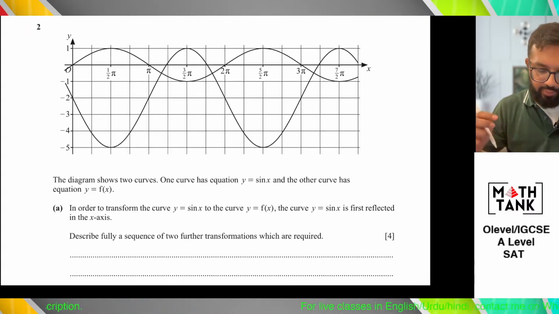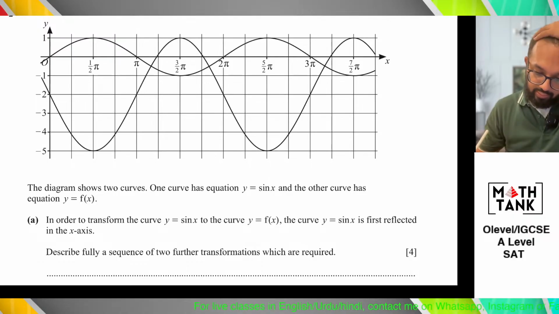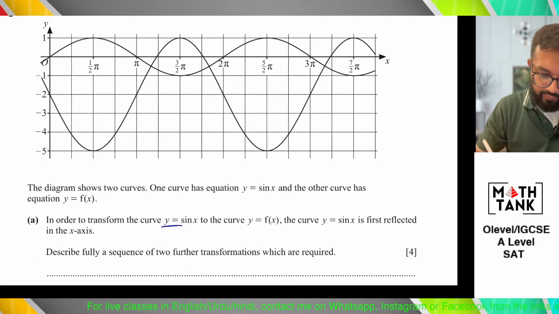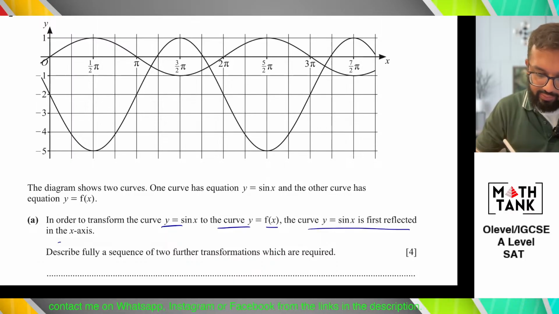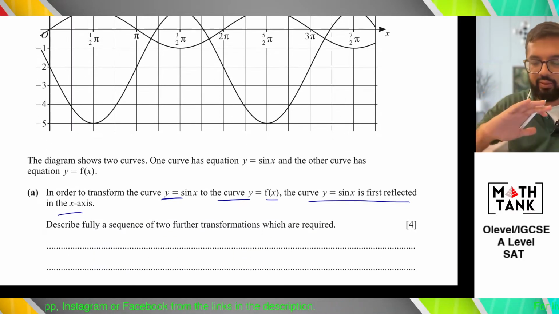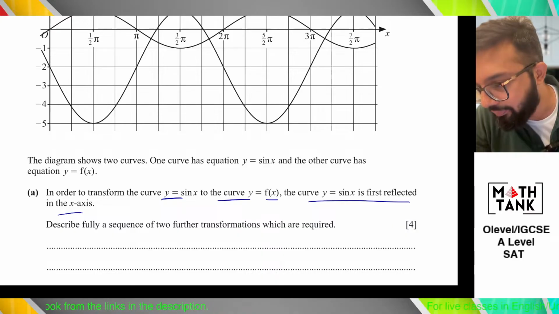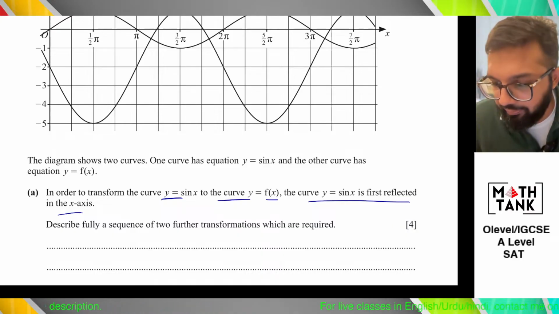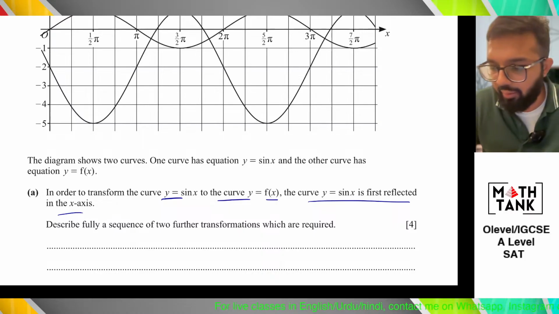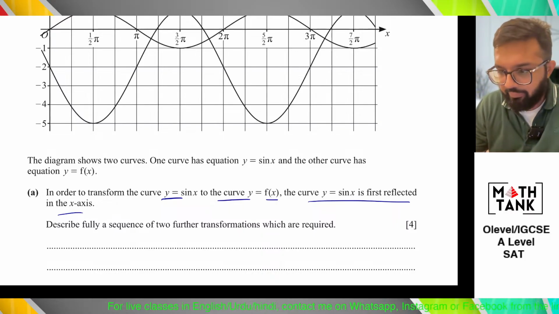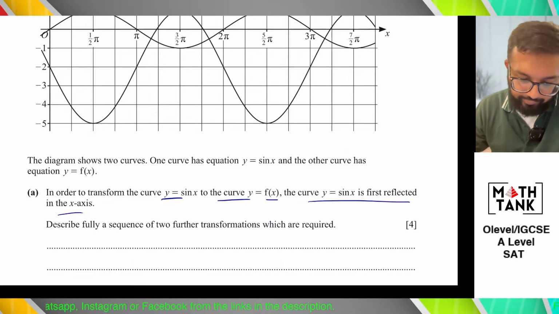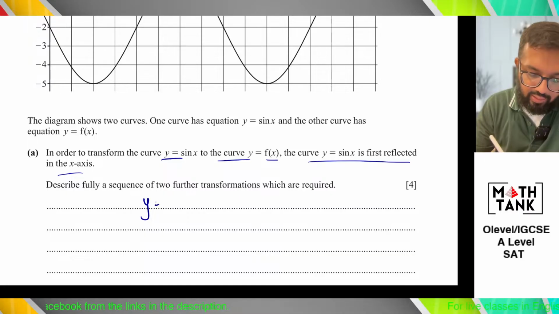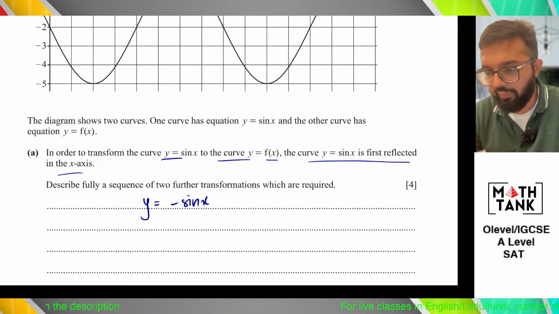Okay. Question number 2. The diagram shows the two curves. One curve has equation this and the other curve has equation that. In order to transform the curve y equals sine x to the curve y equals f of x, the curve y equals sine of x is first reflected in the x-axis, reflected vertically downwards. So the graph has currently become minus sine x. That is what the graph is currently.